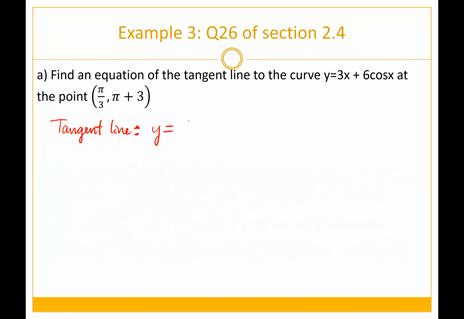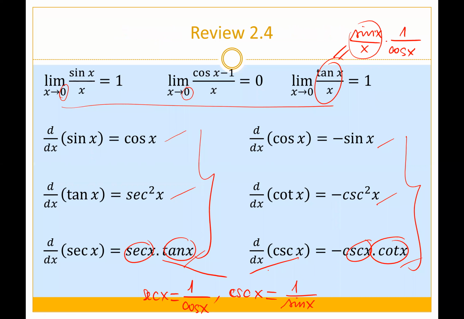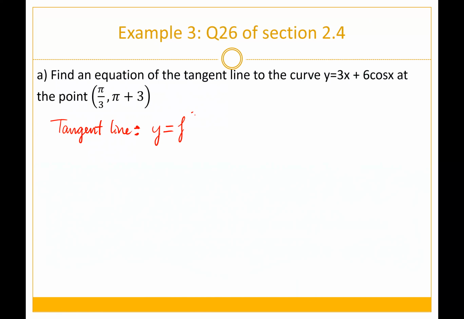Here I'm going to try to identify what I'm missing. So the tangent line function is y equals f prime of x0, the derivative at that point of the function, multiplied by x minus x0, plus y0. So x0 and y0 are the coordinates of that point, which we're given here.